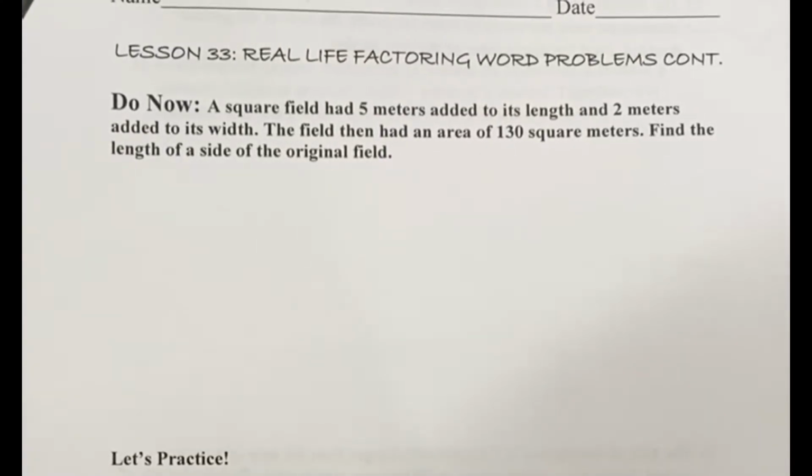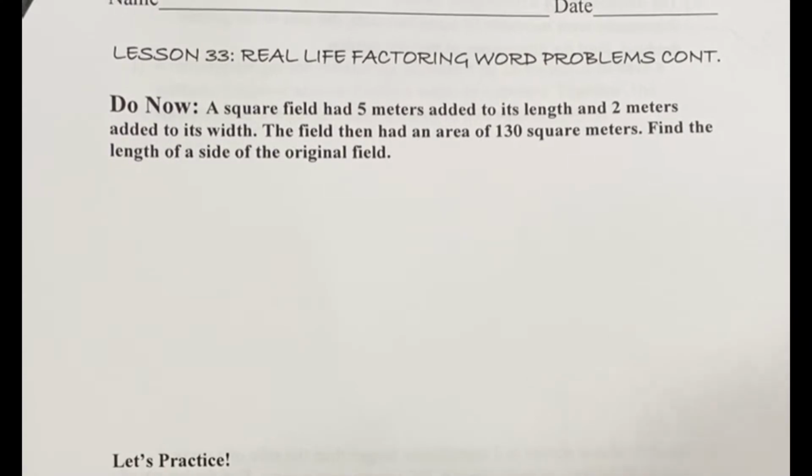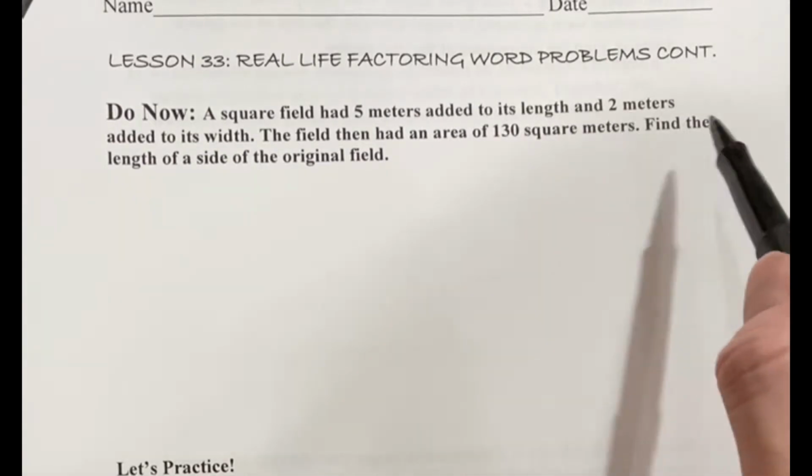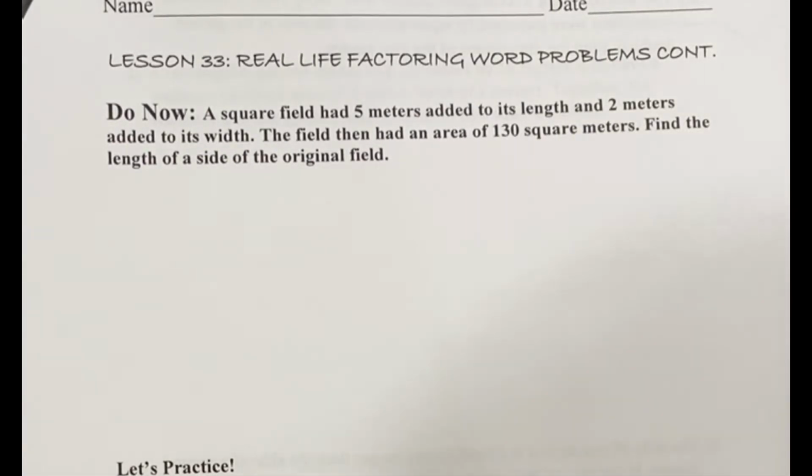Good morning. Today we're going to begin lesson 33, which is real life factoring word problems, and we're continuing with some more. So I have a do now. A square has had 5 meters added to its length and 2 meters added to its width. The field then had an area of 130 square meters. Find the length of the side of the original field.